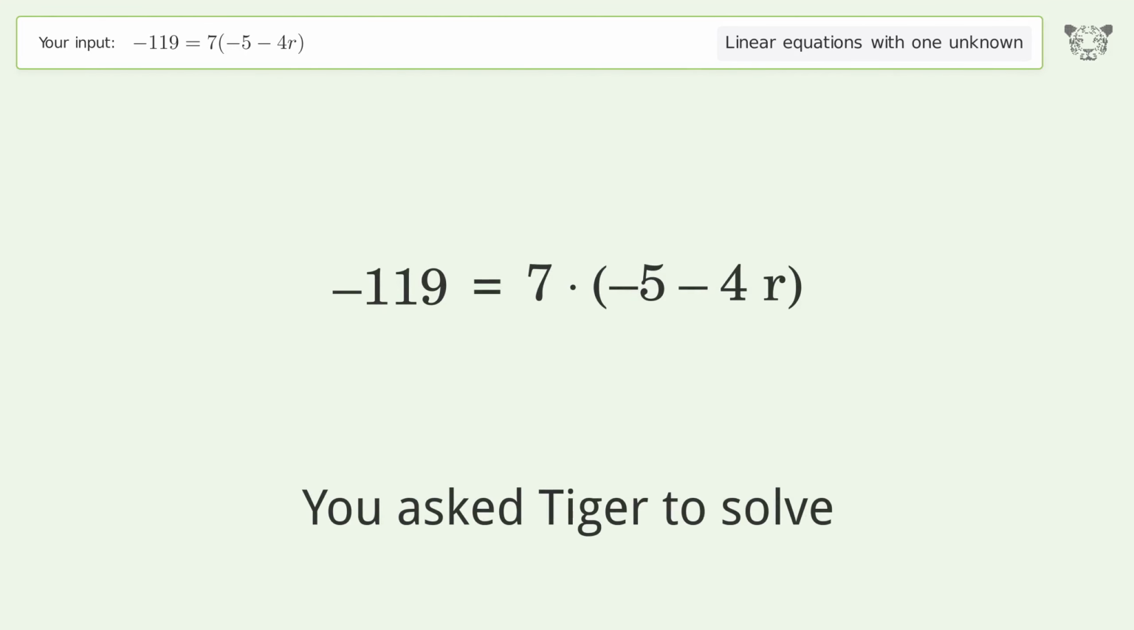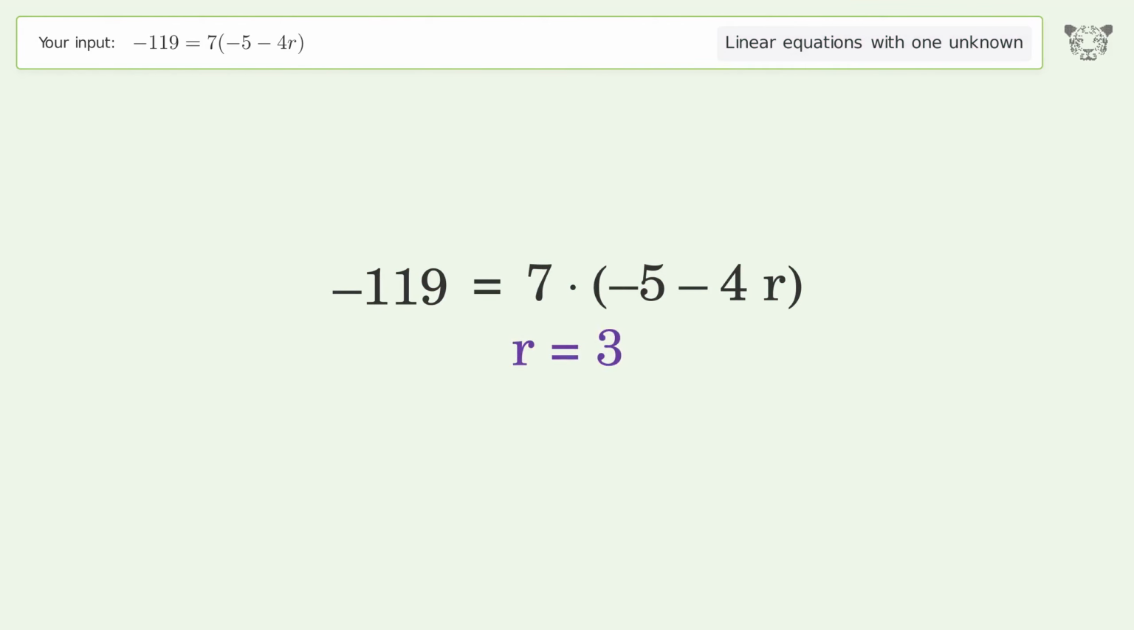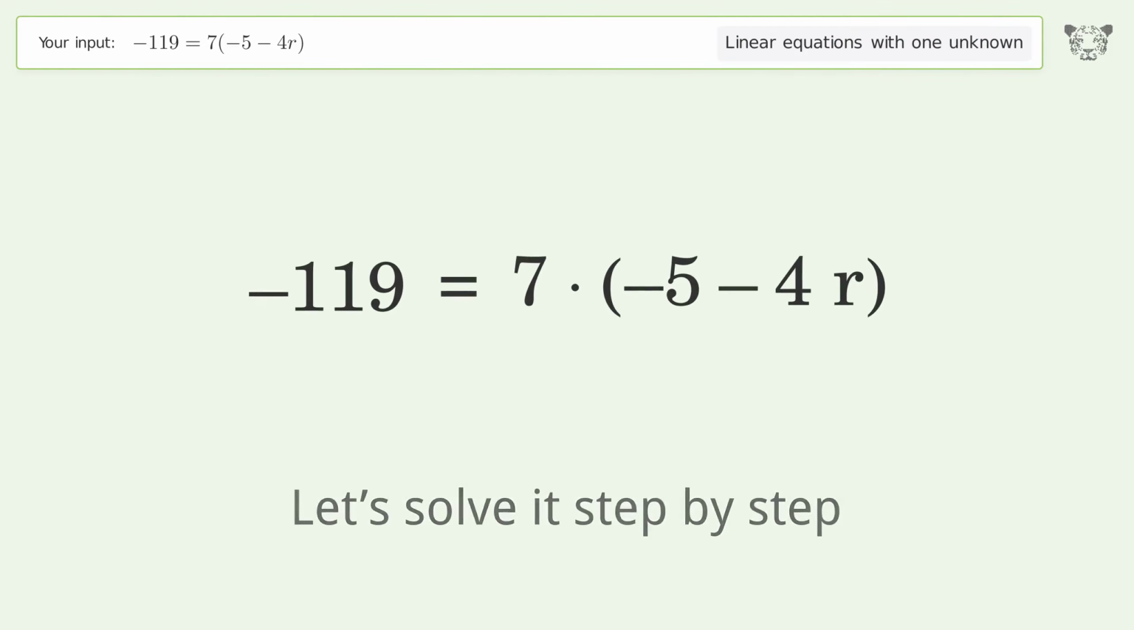You ask Tiger to solve. This deals with linear equations with one unknown. The final result is r equals 3. Let's solve it step by step.